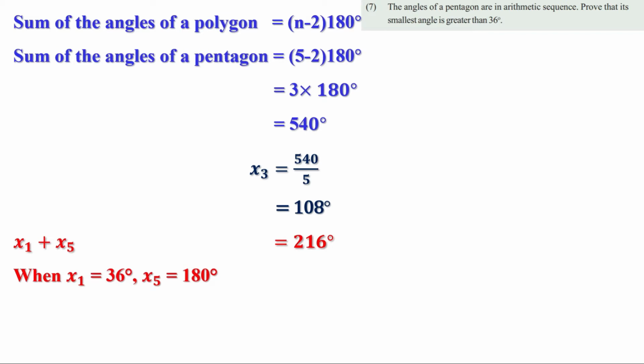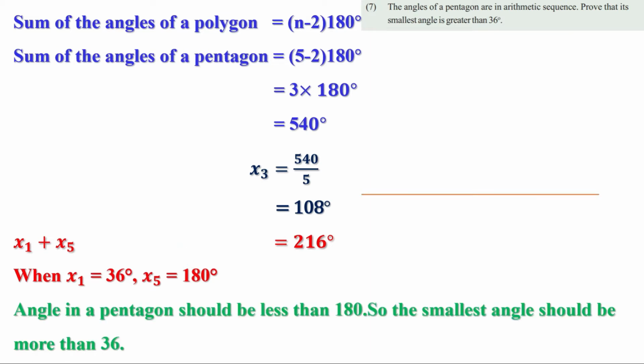If the first angle is 36 degrees, then the fifth angle is 180 degrees. If the first angle is more than 36 degrees, then the fifth angle is less than 180 degrees. So the first angle should be more than 36 degrees.